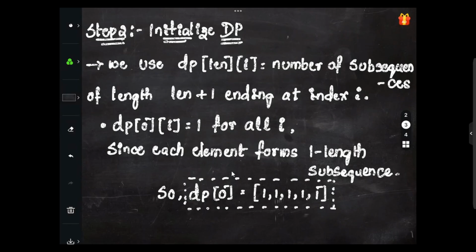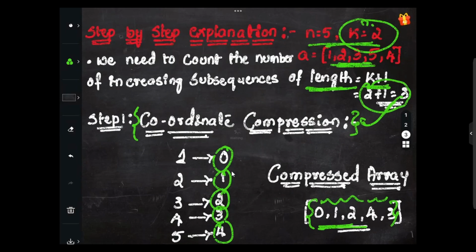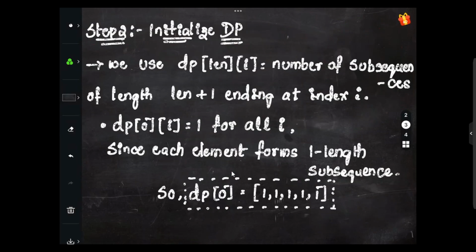So we are done with the coordinate compression. Now we got the compressed array. This was easy, man, this was easy. We are just going with the coordinate compression part. So we are done with this.